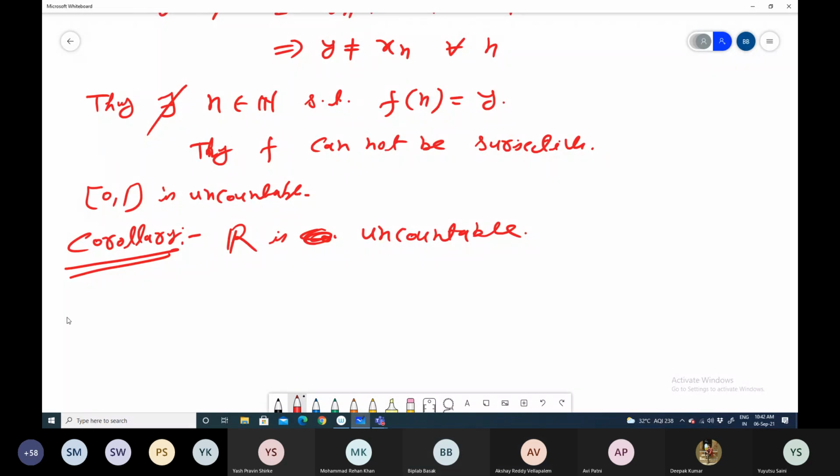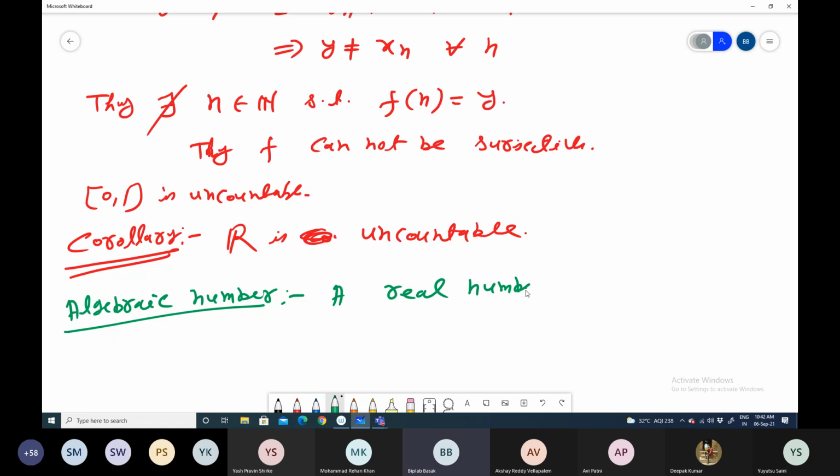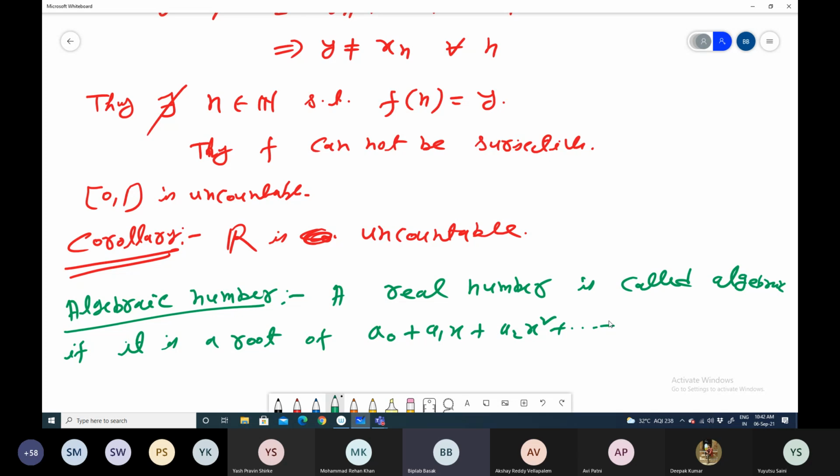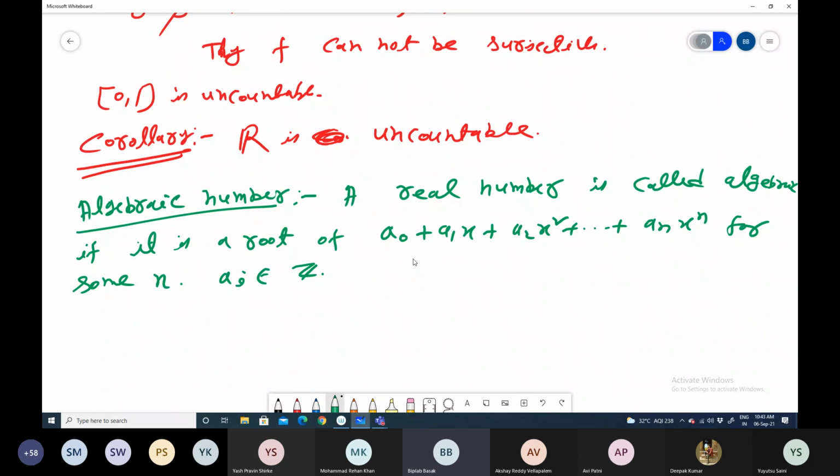So, an algebraic number: a real number is called algebraic if it is a root of the polynomial a0 plus a1x plus a2x squared plus ... plus an x^n, for some n, where the ai belong to Z. Okay, so this is called an algebraic number, and similarly you can define a transcendental number.